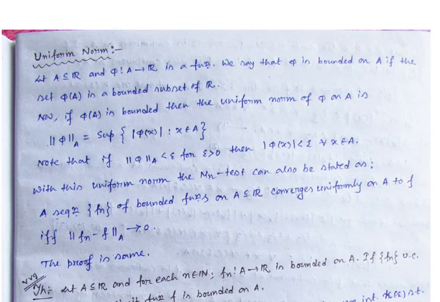So with this definition of the uniform norm, the Mn test can also be stated as follows. A sequence of functions fn, which is a sequence of bounded functions on the subset A of R, converges uniformly on A to a limit function f if and only if the supremum, or the uniform norm, of fn minus f tends to 0 over the set capital A on which we have defined the sequence of functions. The proof is immediate and the same as we did in the Mn test. So in an exam, if this statement is given, no need to worry, just follow the theorem that we did in the previous lecture.